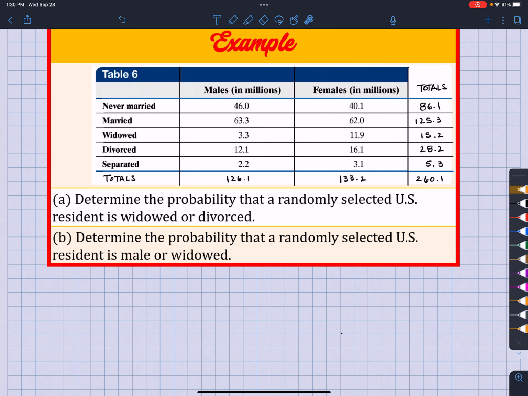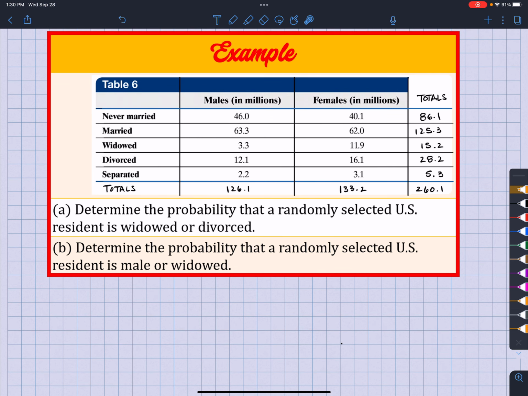Let's say we're given a table here: never married, married, widowed, divorced, separated, males and females. One of the things you may want to do, right off the bat before you even read the problem, is get the totals. How many total males are listed here? How many total females? How many total never married, or married, and so on? And then what is the ultimate total? Because the number of males plus the number of females should give me this total, and all of these totals should also give me this total. So it also makes sure that my math is correct.